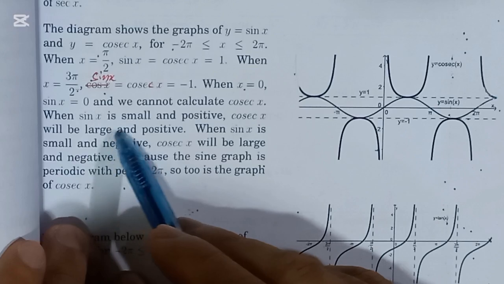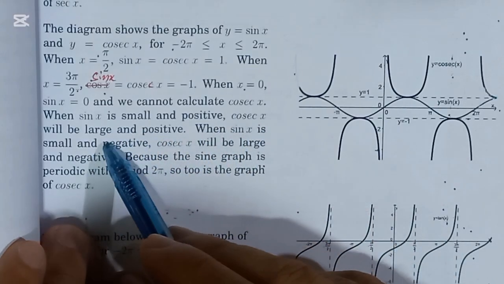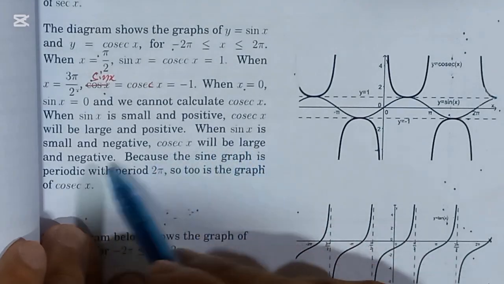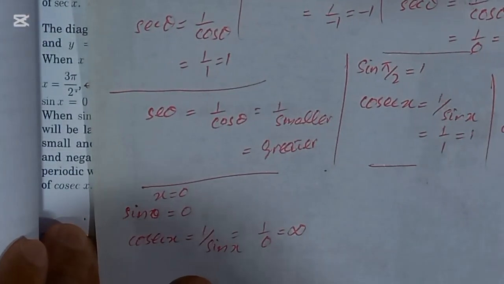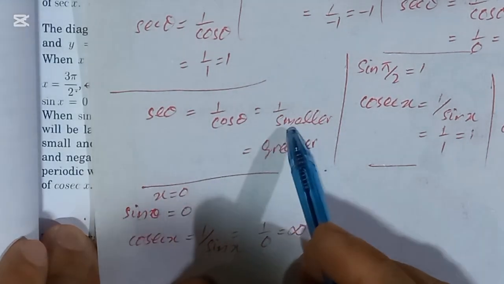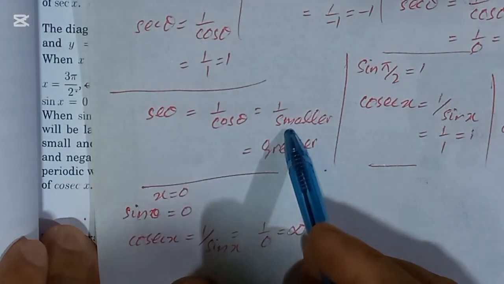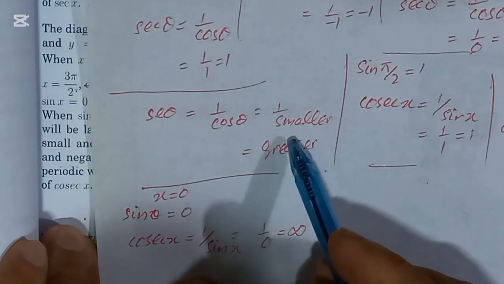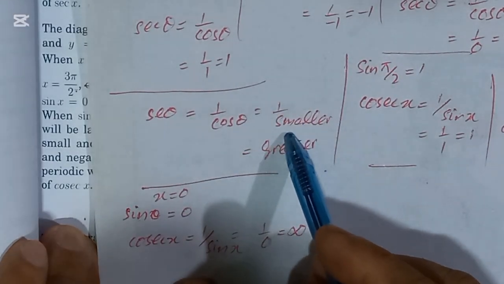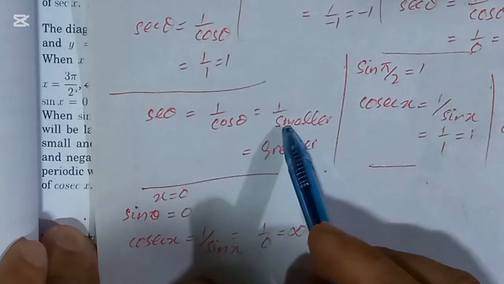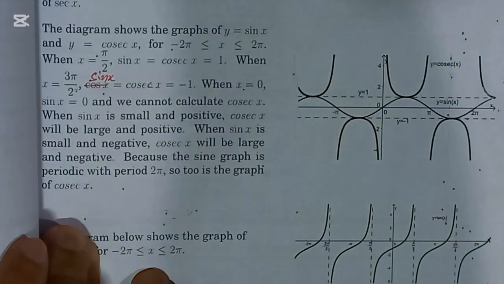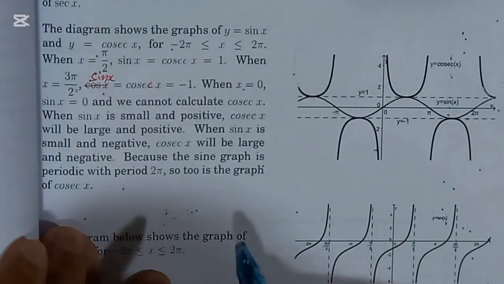When sine x is small and positive, cosecant x will be large and positive. When sine x is small and negative, cosecant x will be large and negative. This concept I have told you earlier. So look now, if there is a smaller value in the denominator, the fraction's answer will be greater, and if there is a greater value in the denominator of the fraction, the answer of the fraction will be smaller. This is the fact which is used here.